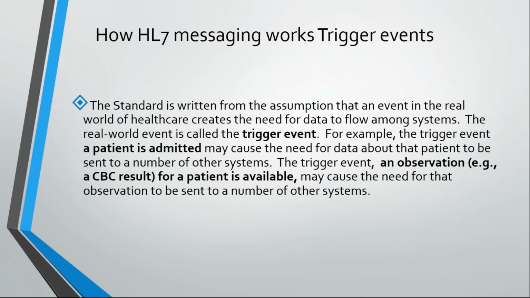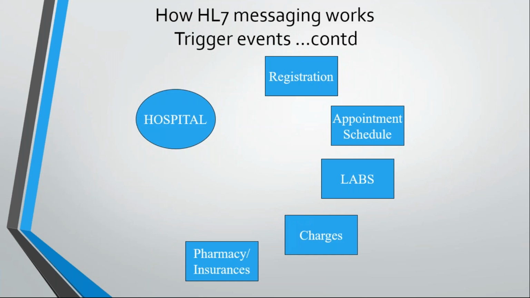So we have examples here on the screen: an observation, which is nothing but an order placed by a doctor, and patient demographic information when the patient is getting admitted or registered. That has to flow from PM to EHR. So these are the different kinds of events. We'll broadly categorize them, and then take a deeper look at the different events in future sessions.